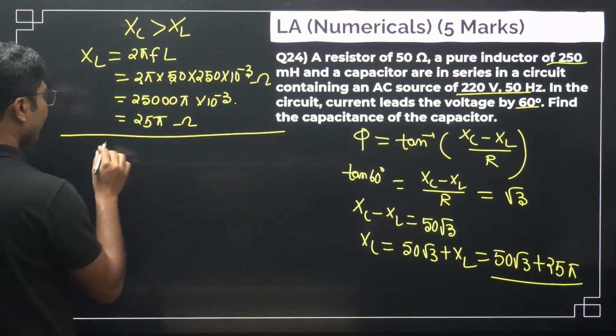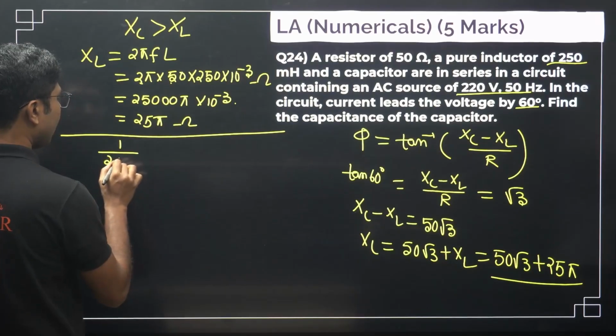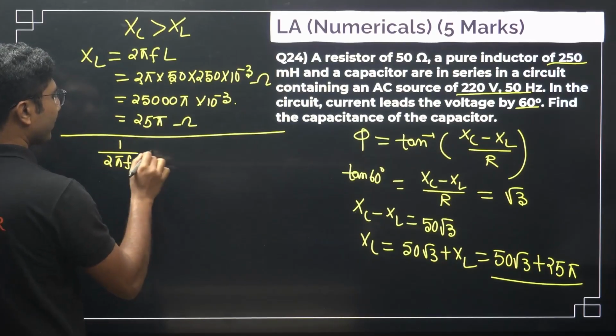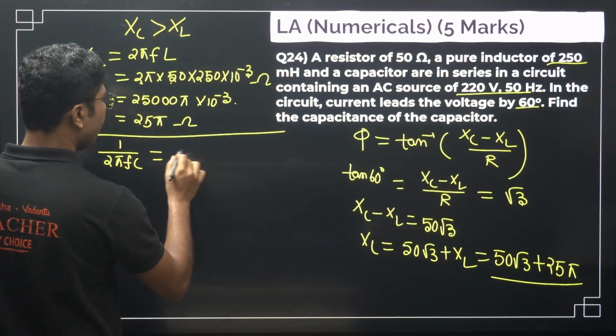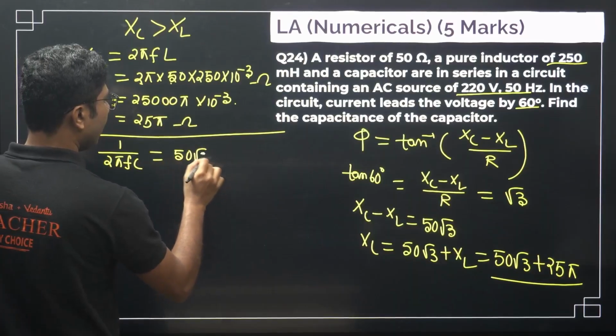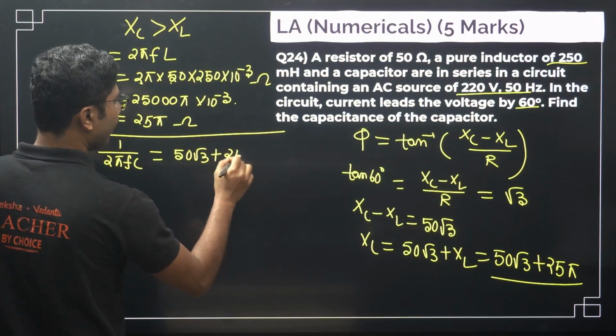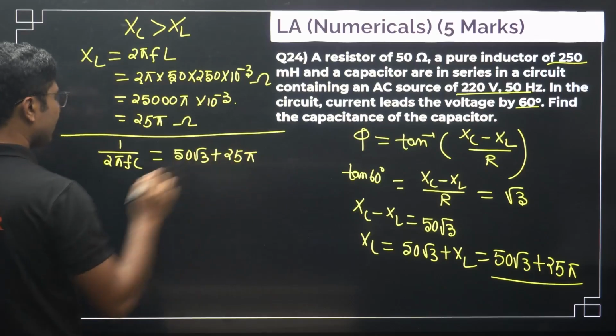Now put the value of XC. XC is 1 by 2 pi F into C. That is equal to 50 root 3 plus 25 pi. Okay, this much calculation you have to do.